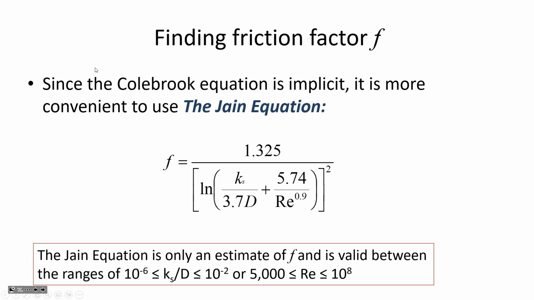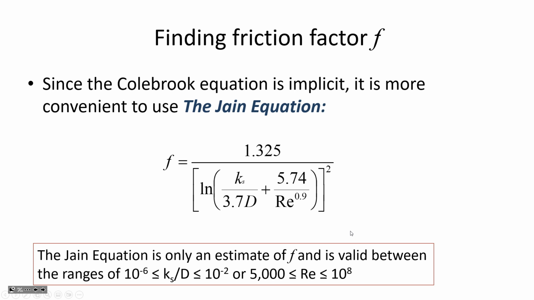But the more convenient approach to estimating the f value is the Jain equation. And I just said estimating the f value. It's not absolutely correct in every flow condition, but it's a pretty good estimate within certain boundaries. The Jain equation works as long as the relative roughness is between 10 to the minus 6th and 10 to the minus 2nd, and the Reynolds number is above 5,000 but less than 10 to the 8th. That's a pretty good range. That's a broadly applicable formula.